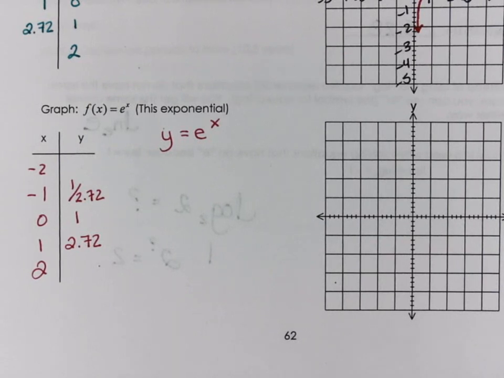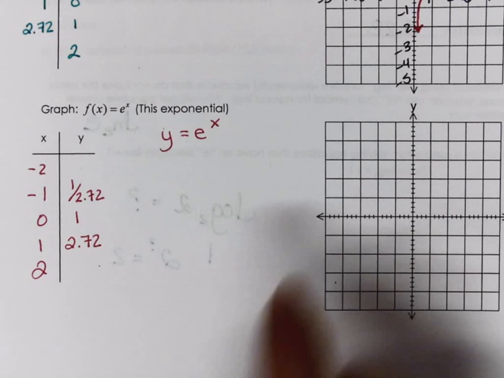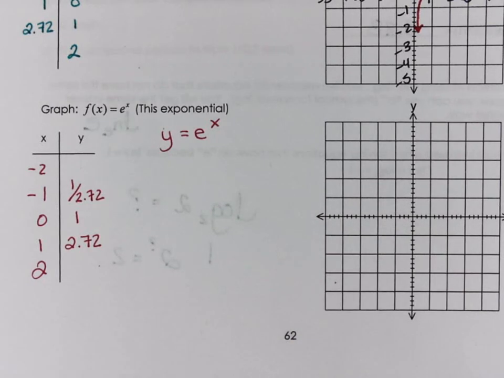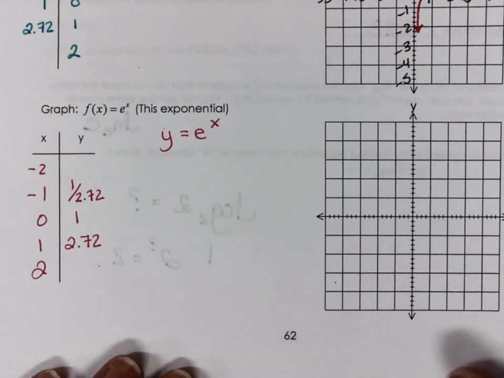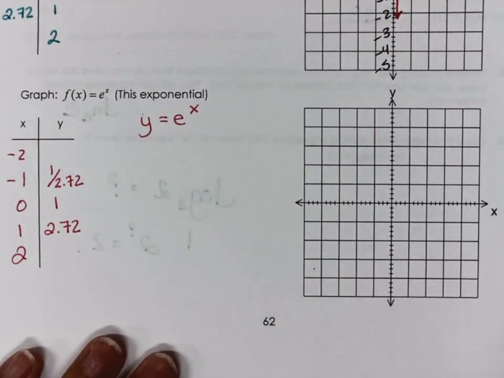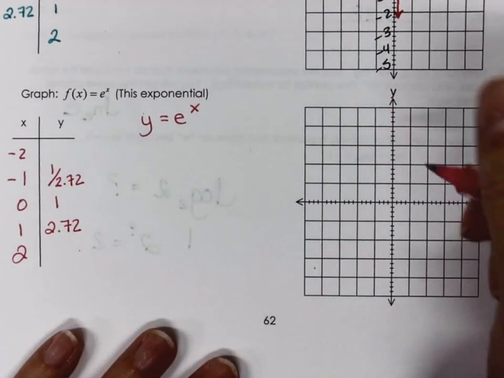Okay, this graph, we anticipate we're going to have a horizontal asymptote at y equals 0. We know that the graph will be, is it going to be increasing or decreasing? Increasing. How do we know that? X goes up, y goes up. We also know that our base number is greater than 1. Really, all you need to know is that as the x's go up, the y's go up.